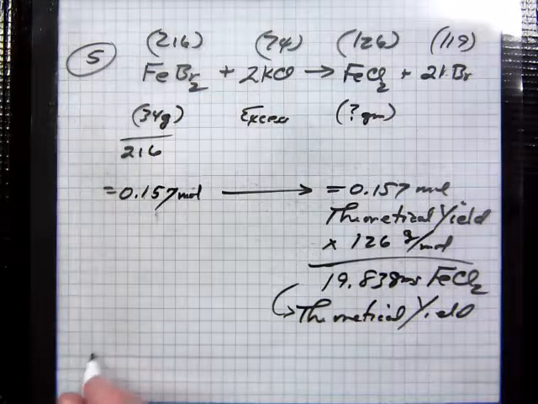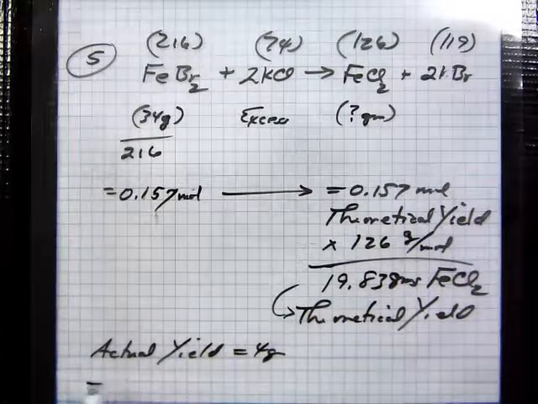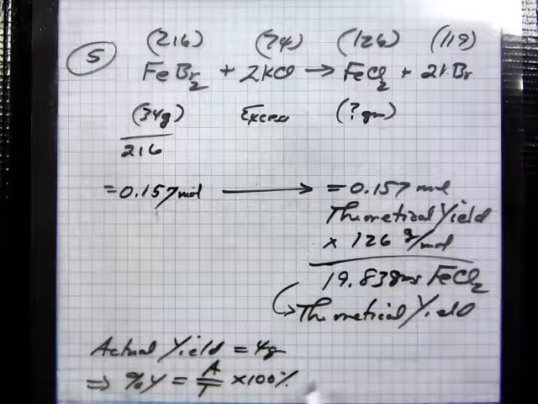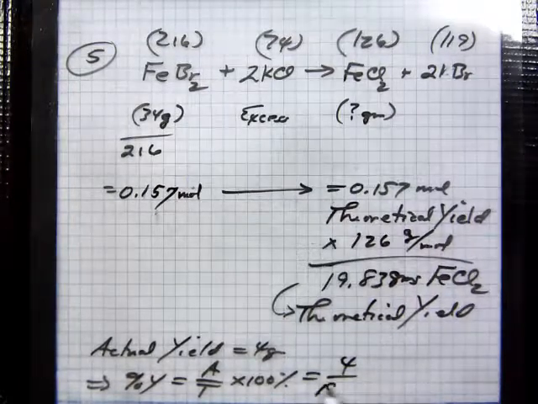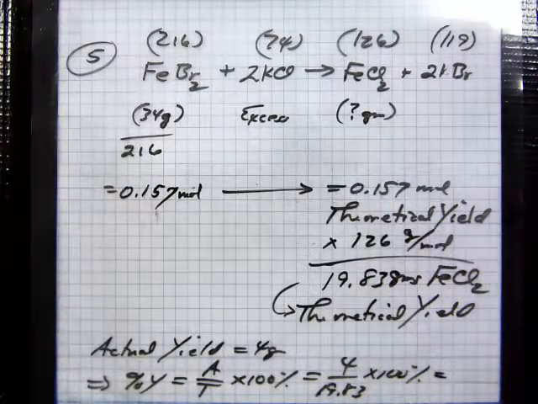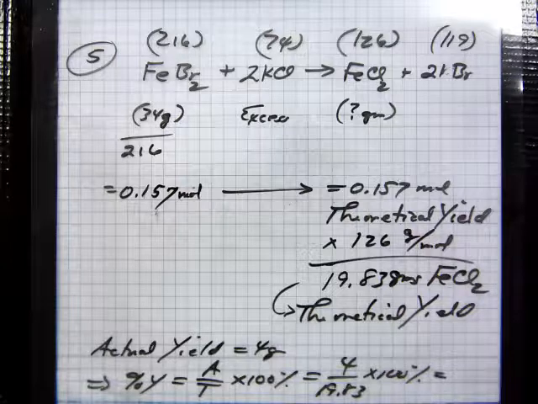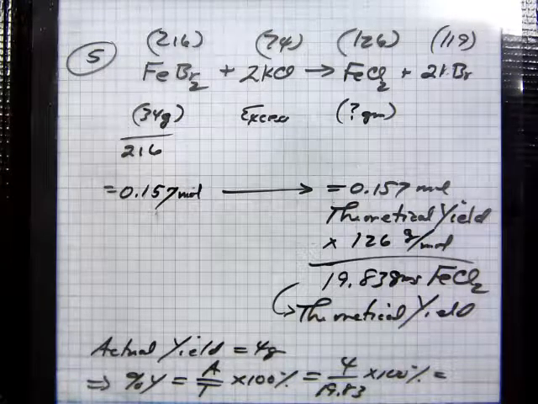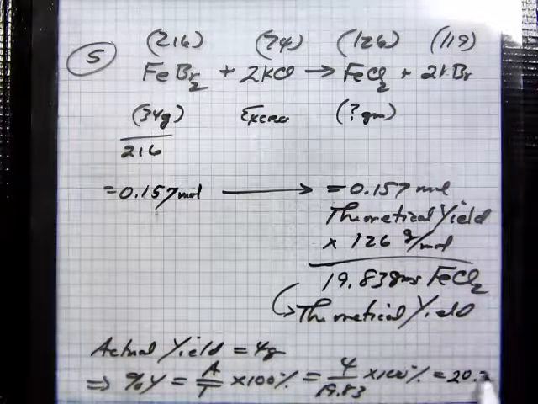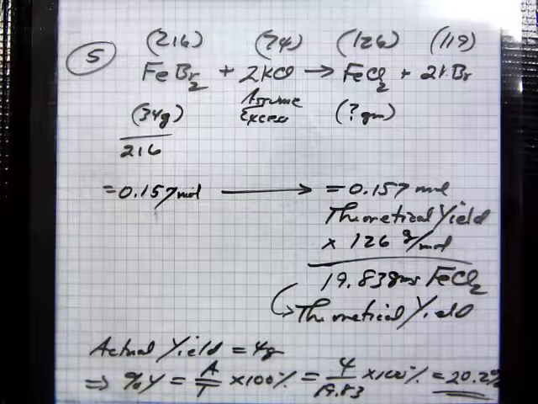Actual yield is 4 grams. And this gives us a percent yield, actual over theoretical, times 100%, 4 over 19.83 times 100%. What can I say? Too easy, huh? That looks like 20.2%. So 20% here, something like that. All better.